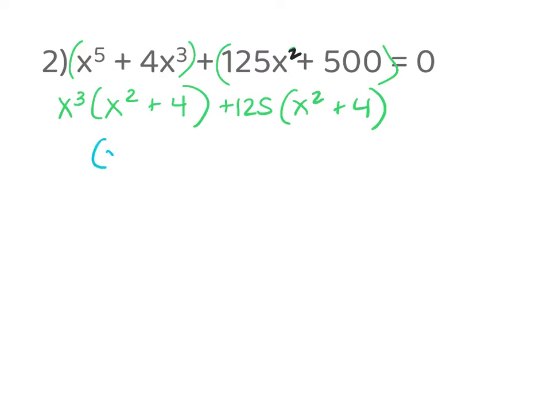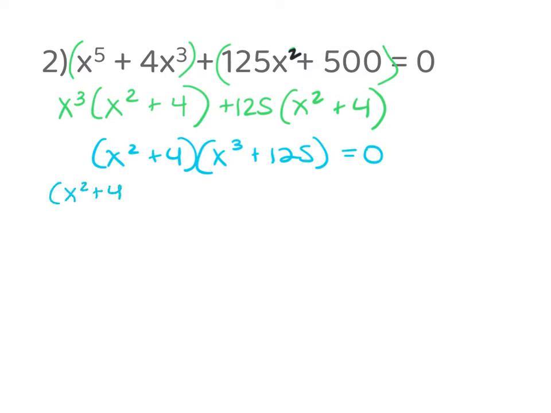Now I'm going to group together the x squared plus 4 and the x to the third plus 125. Can I factor either of those? What can I factor? Good, those are perfect cubes. So that first one can't be factored. I will solve it, but it can't be factored yet. Okay? And then cube root this, it's x. Cube root this, it's 5x. 5 squared, product, squared. And my signs, same, opposite, positive.